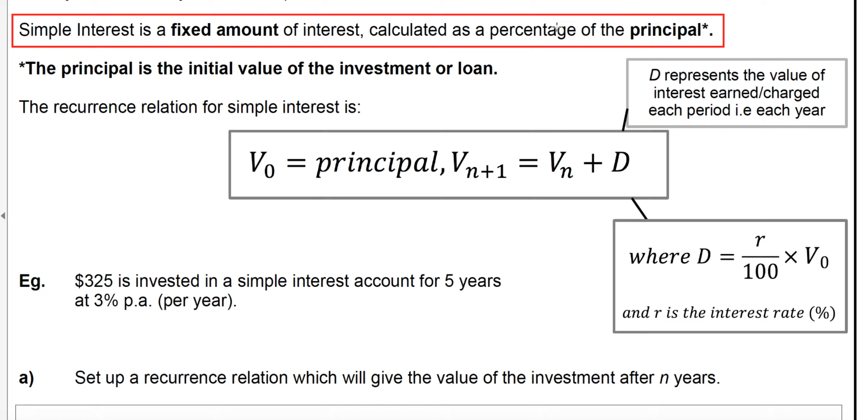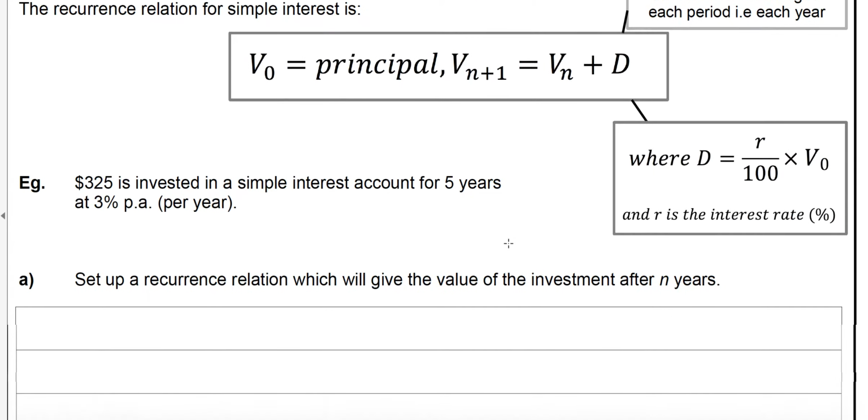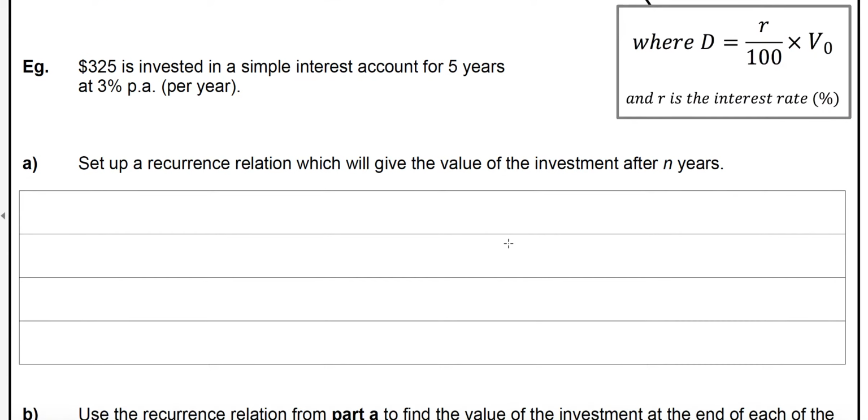R is that interest rate, and that will be for whatever time period. Like I said, often it's per year. Here's our first example. We've got $325 invested. So automatically I know if that's the amount invested, that's the principal, that's V0. It's invested for 5 years and it's at 3% per annum, meaning per year. PA we often use as just shorthand for per annum. You're going to see PA a lot, just means per year.